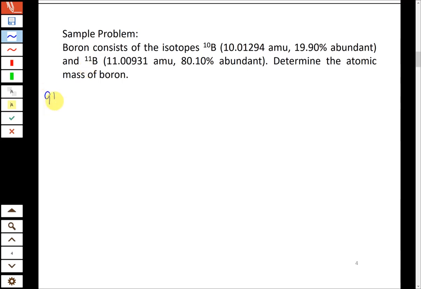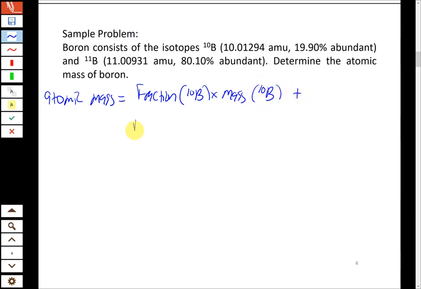All right, so to write out that relationship again, the atomic mass is going to be the weighted average of all the isotopes. So it's going to be the fraction of the first isotope, which is boron 10, multiplied by the mass of that isotope. And again, you can see that those masses are close, but not exactly equal to the mass number. And then we're going to add to that the fraction of the second isotope, which in this case is boron 11, multiplied by the mass of that isotope.